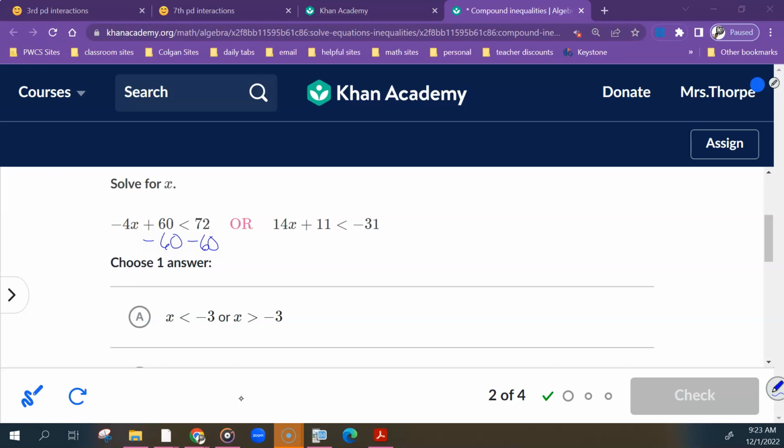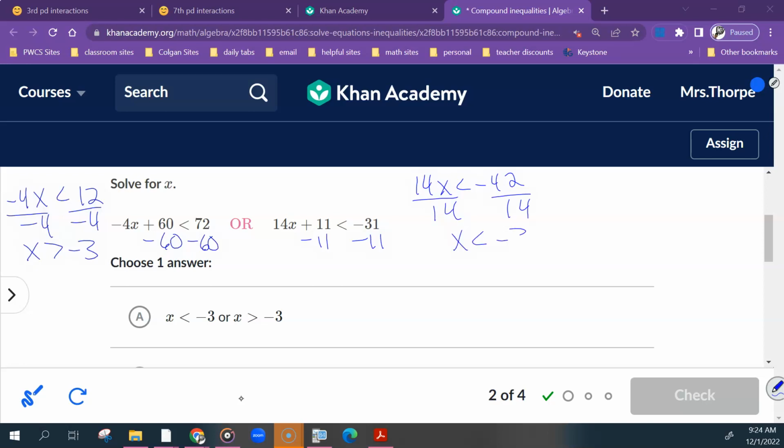Solve each one separately. Subtract 60 on both sides. Divide both sides by negative 4. Remember that your signs are going to change. Then do the other one. Subtract 11. And divide both sides. So that x is less than negative 3.